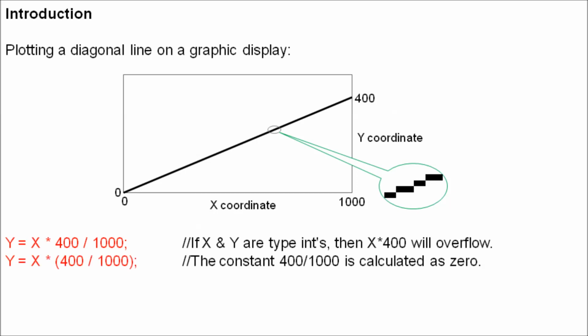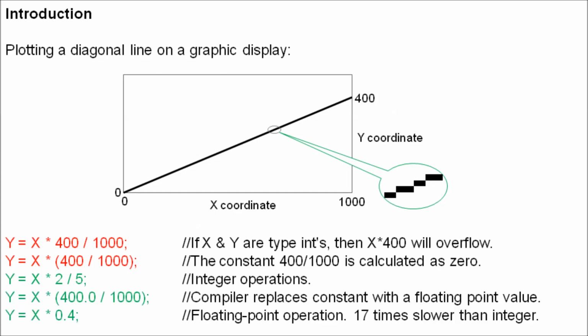If the constant were enclosed in brackets, again this would not work, because 400 over 1000 would be performed as an integer division and give a value of 0. What you could do is simplify the fraction like this, and it would be performed using integer arithmetic. Or you could enclose the fraction in brackets with one of the fraction values entered as a type float.